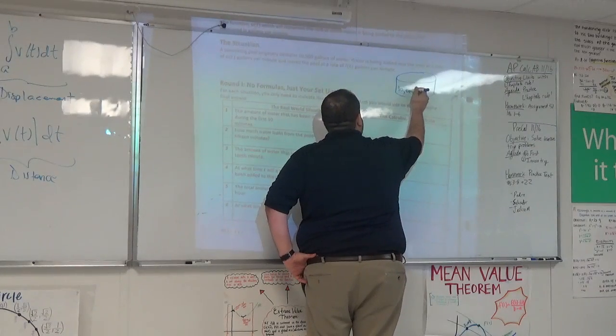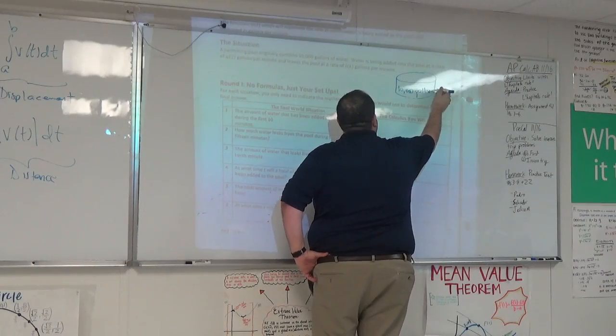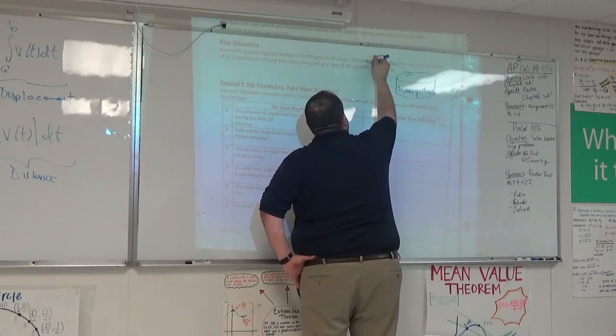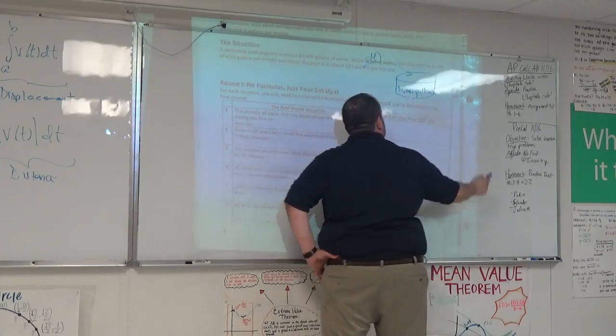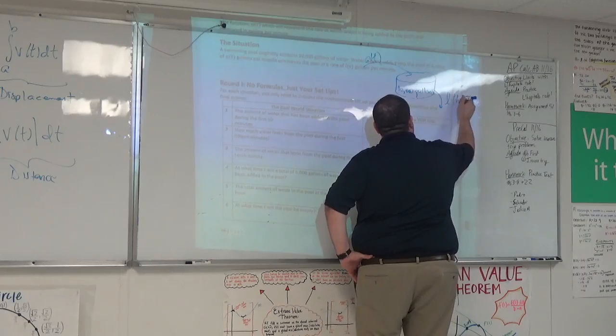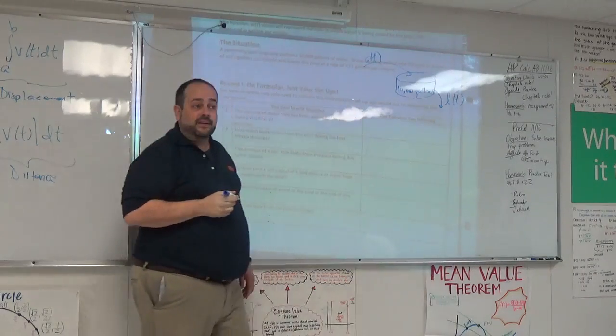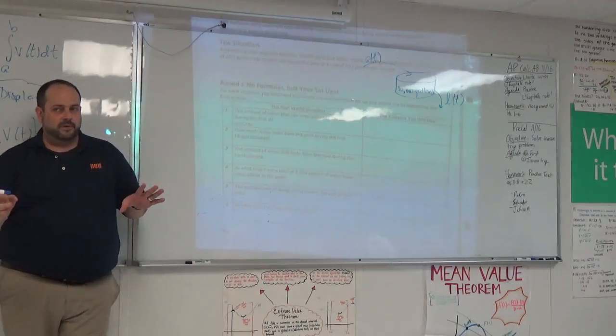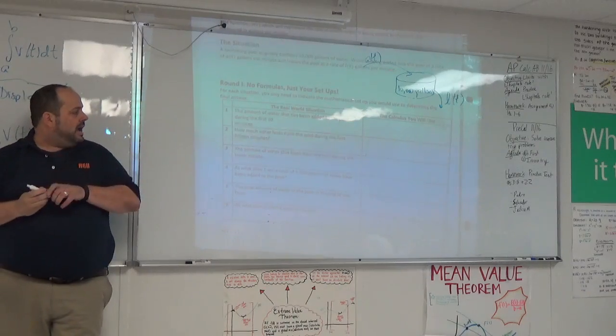It initially contains 10,000 gallons. I know that water is getting added in at a rate of A of t, and for some reason, water is coming out at a rate of L of t. Everybody good with the situation? All right, take a couple of minutes.